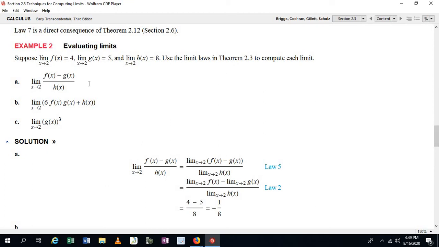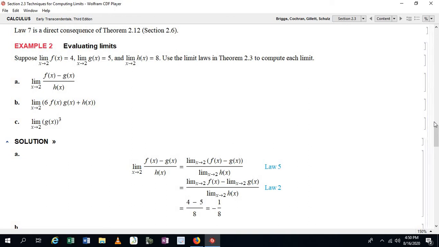Okay, so let's look at a couple examples where we might use these rules just to practice them. In this example, we know the limit of f is 4 as x approaches 2. We know the limit of g is 5 as x approaches 2. And we know the limit of h is 8 as x approaches 2. So we're given that information. What we want to find is the limit of f minus g divided by h as x approaches 2.